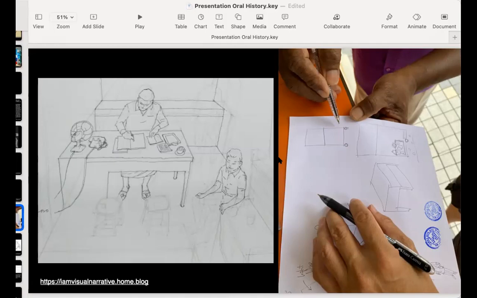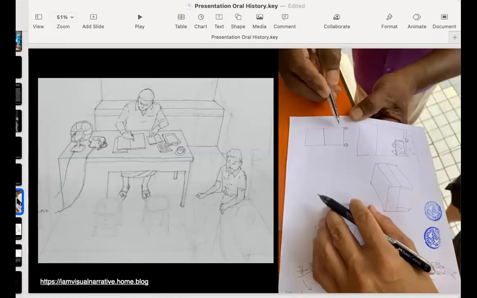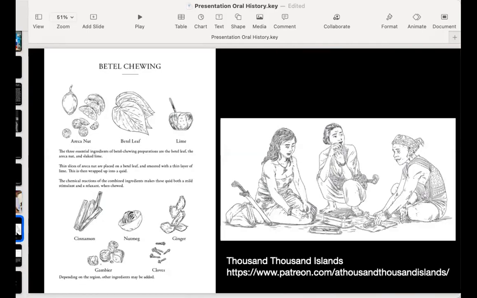These are some of the rich possibilities that you can consider when you include the visual method. Another example, when we talk about cultural spatial practice. Another example from our Thousand Island is that he would create short little manuals about things like betel chewing, sireh.